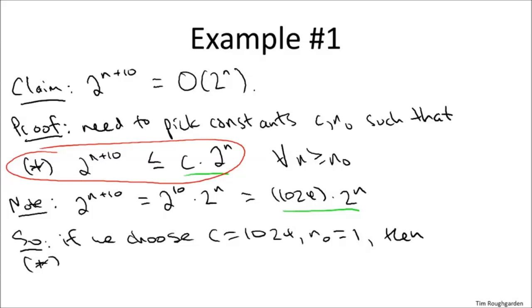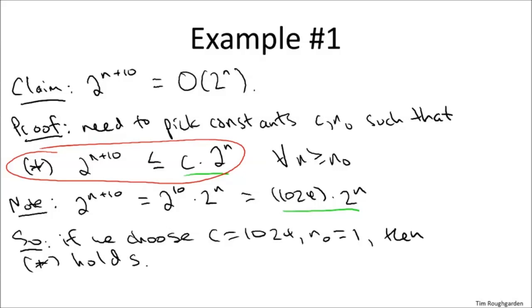And remember, to prove that one function is big O of another, all you got to do is come up with one pair of constants that works. And we've just reverse engineered it, just choosing the constant c to be 1024 and n naught to be 1 works. So this proves that 2 to the n plus 10 is big O of 2 to the n.